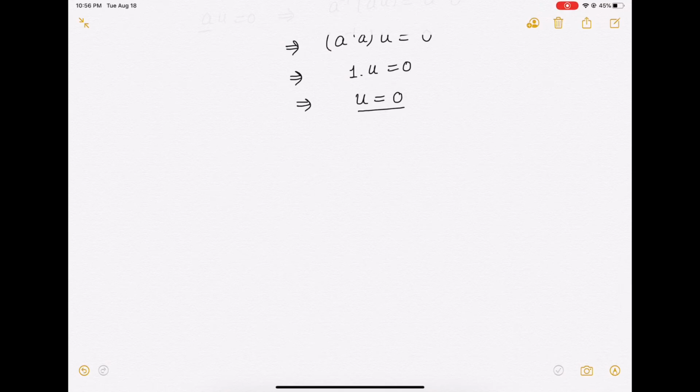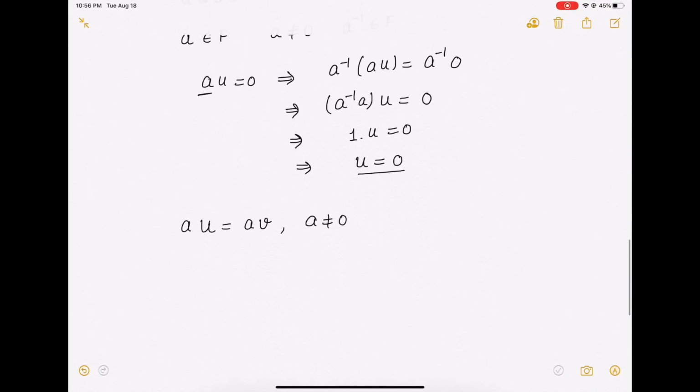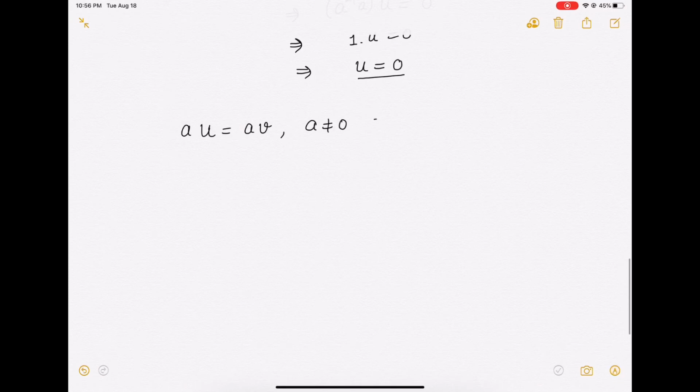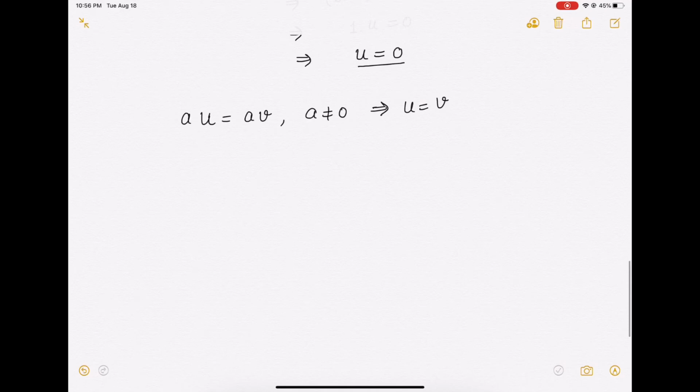In the next property, if AU equal to AV and A is not 0, then this implies u equal to v. Again we make use of the same property of the inverse here, because A is a non-zero element of field F. So A inverse exists in F.